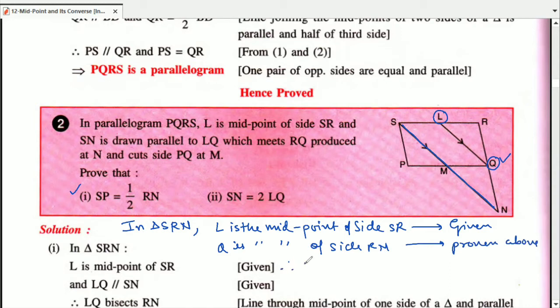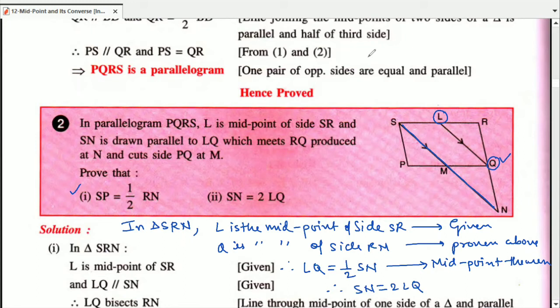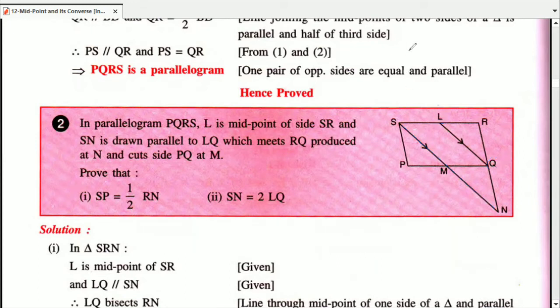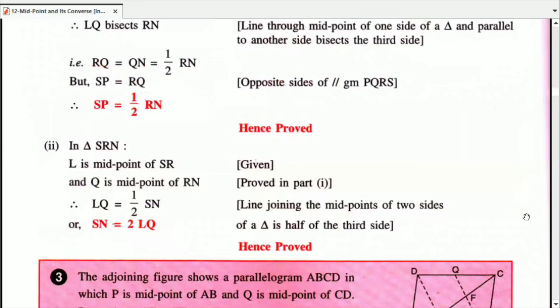Therefore, we can write LQ is half of SN. So this is your midpoint theorem. You can write the explanation over here: this is as per the midpoint theorem. Therefore, SN is equal to 2 LQ. So this way you can prove. You can see here we have used either the converse of the midpoint theorem or the midpoint theorem as per the information given. Now we will go to the third one.